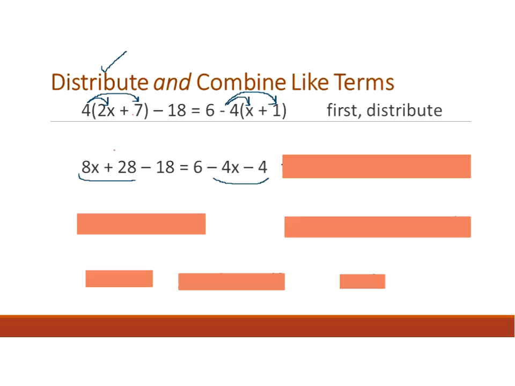Now that's a very common mistake that students make, is to not carry that negative that's in front of the 4 over to the 1 as well. So just be real careful if there's a negative sign.